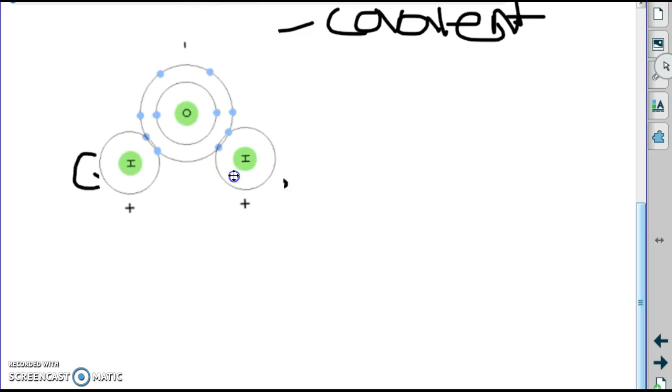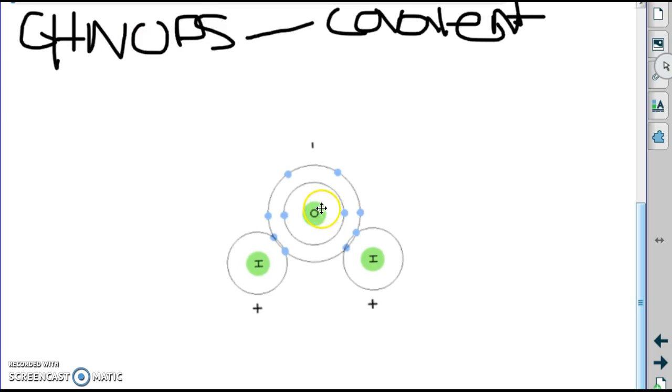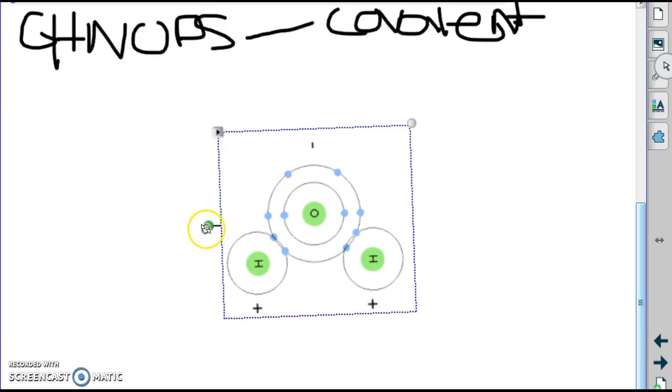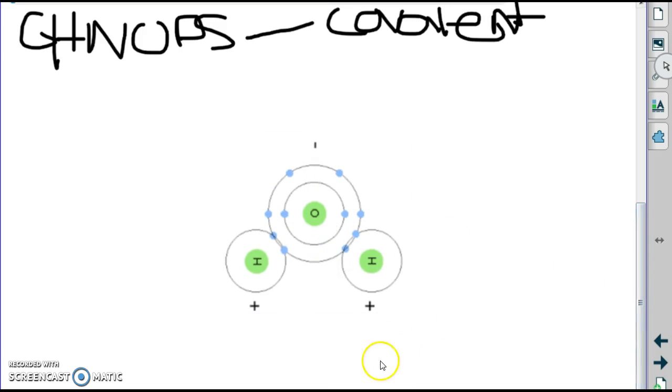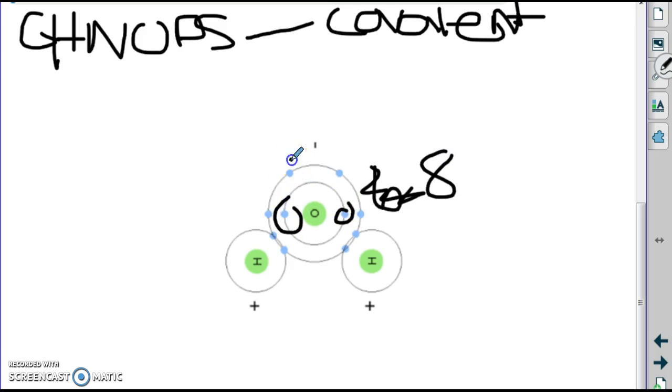So obviously water is H2O, right? And oxygen has 8 electrons. So 2 are here in the first valence shell, and then we have the remaining 6. But it's trying to make 8, because 8 is great.